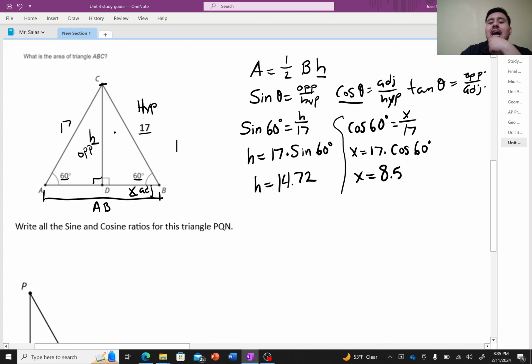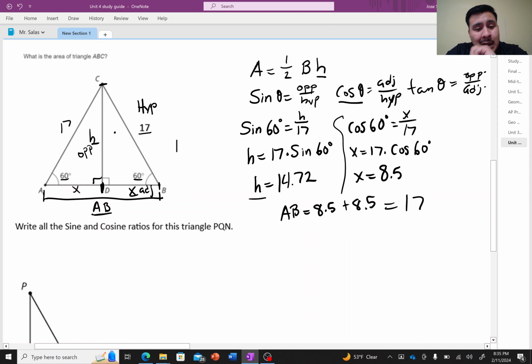Okay, so I found X, I found H, but now I need to know this value of AB. Remember I told you that both triangles are the same, that they're just a reflection of each other? Well, if X is half of the length, then the other half has to also be the same length as X. So both of them are X. So that tells me that AB is equal to 8.5 plus 8.5, which is 17.